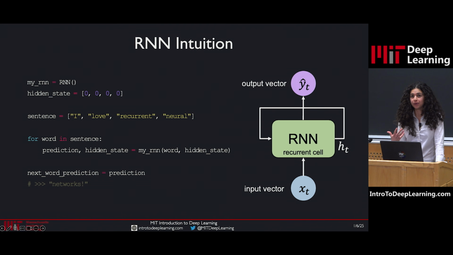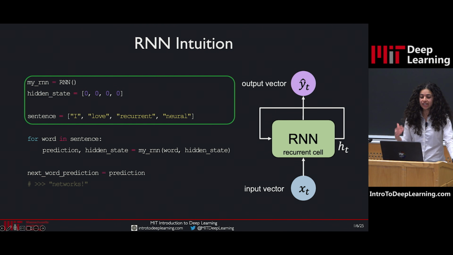An additional way to build up this intuition about RNNs is to think about this in pseudocode. Here we're going to walk through a Python pseudocode example that helps build up this intuition. Let's say we want to build up the RNN from scratch. We're going to define some RNN, my RNN, and we're going to initialize it with a hidden state set to 0. And now our input is this little fragment of a sentence, "I love recurrent neural."